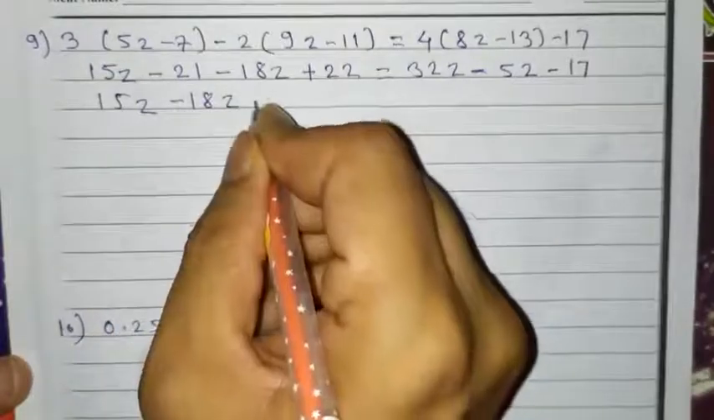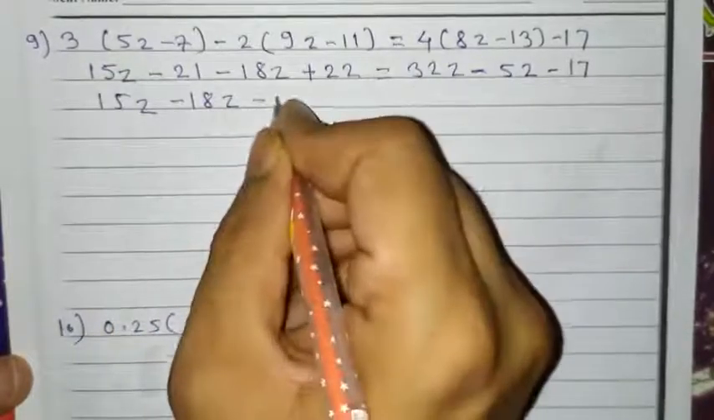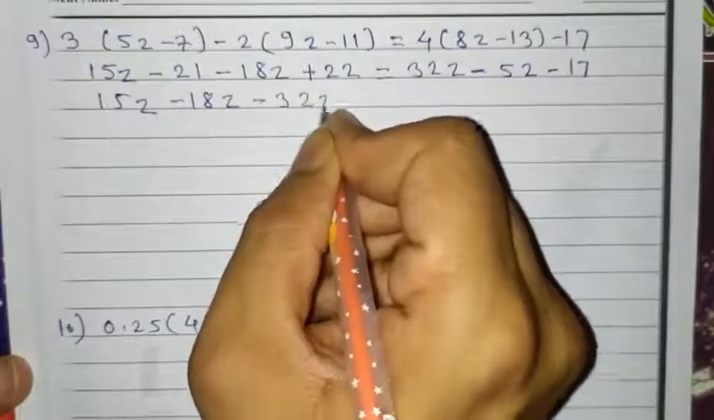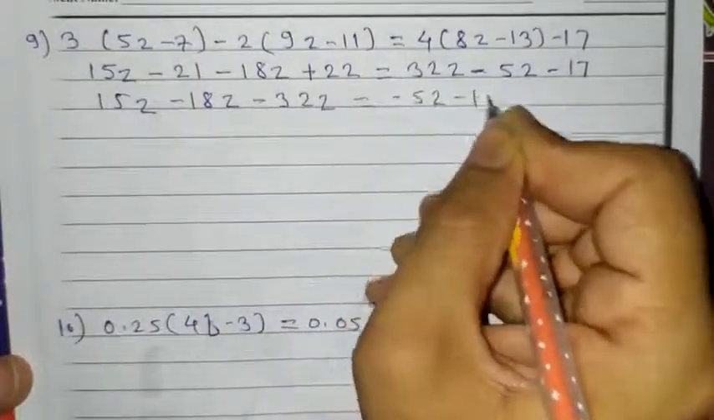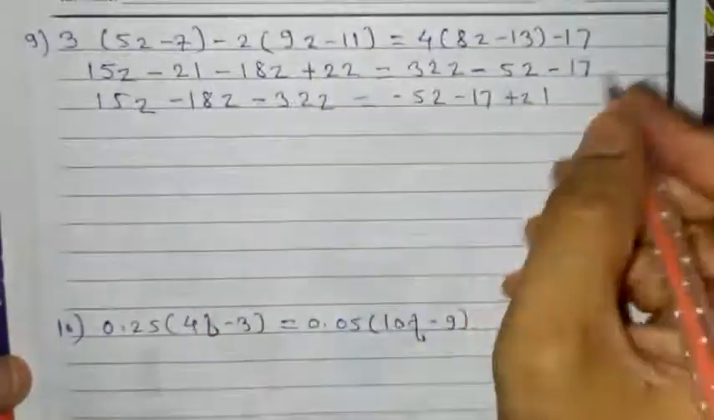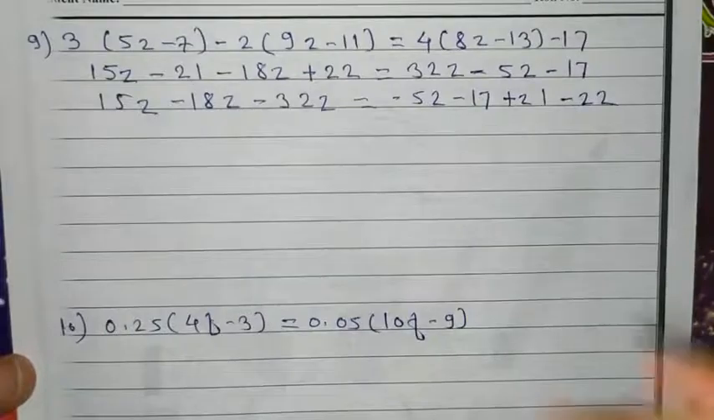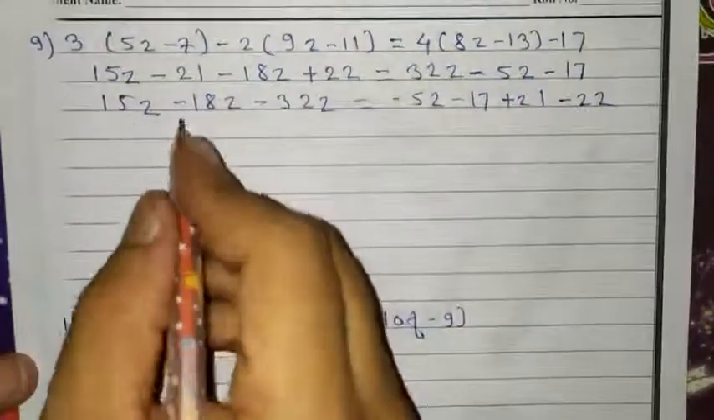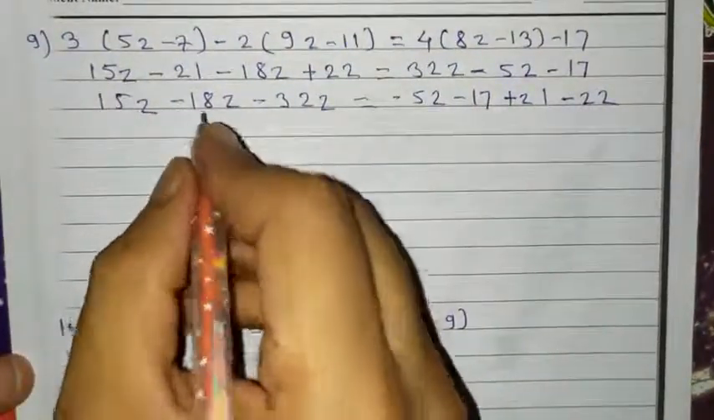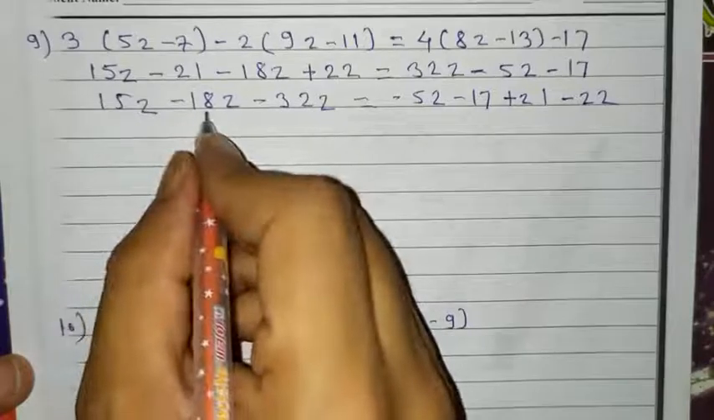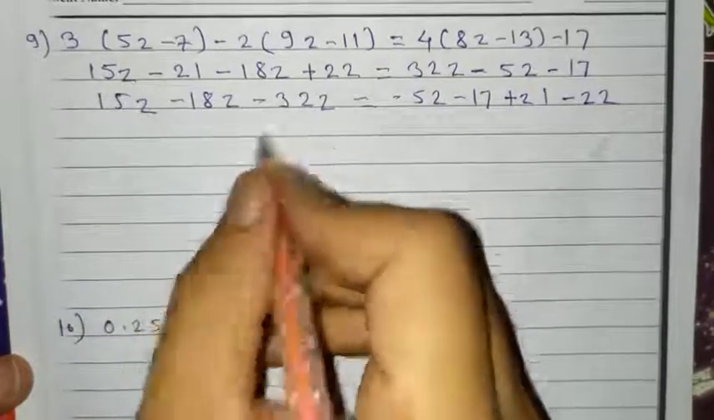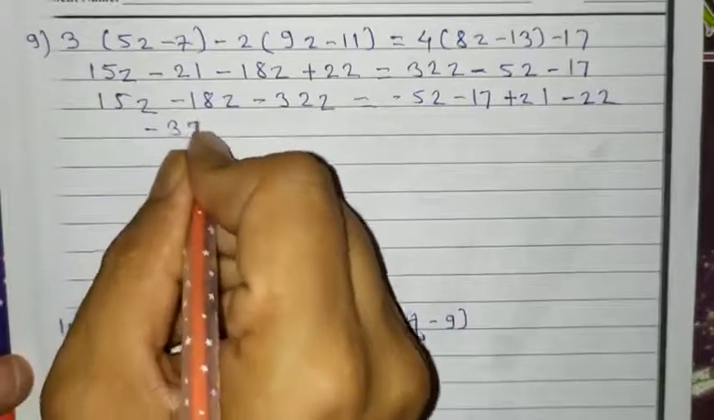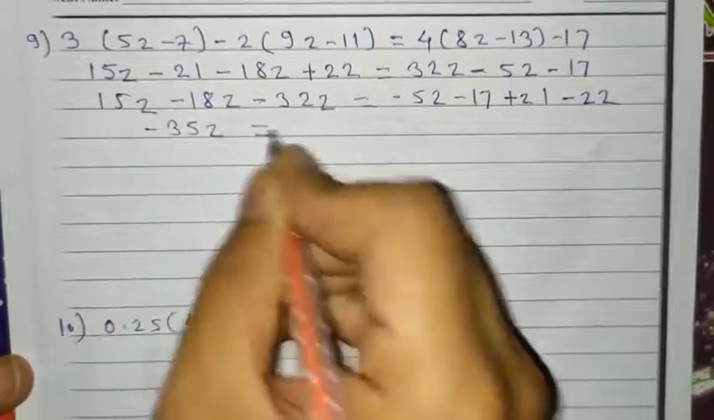The third one is present on that side, so we change the side. So 32z equals, write the numbers, minus 52 minus 17. Here it will become plus 21. Here it will become minus 22. Now we can easily solve. So here minus 3z will be there. 15 minus 18 is minus 3, and minus 3 minus 32 is minus 35z.